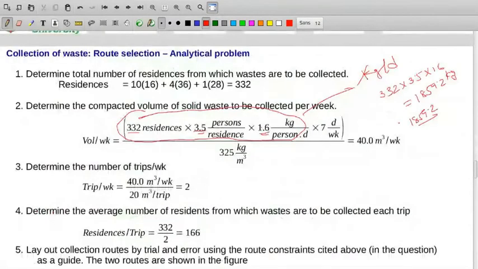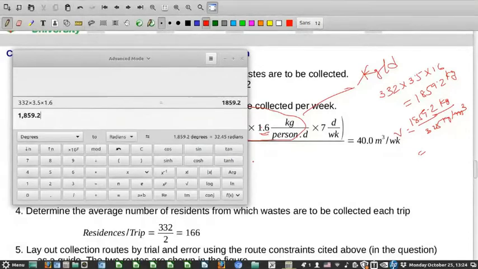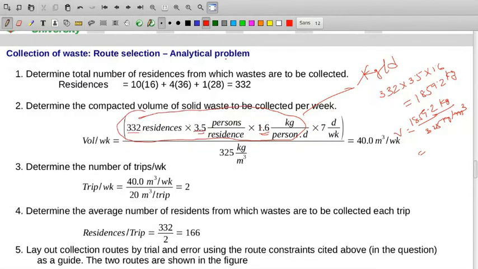325 kg per meter cube. This is kg. So if we divide it by 325 kg per meter cube, we will get meter cube. That means volume. And what is the volume then? Divided by 325, you can see the volume is 5.72 meter cube. 5.72 meter cube volume is produced in each day. This is the volume of waste produced in each day.